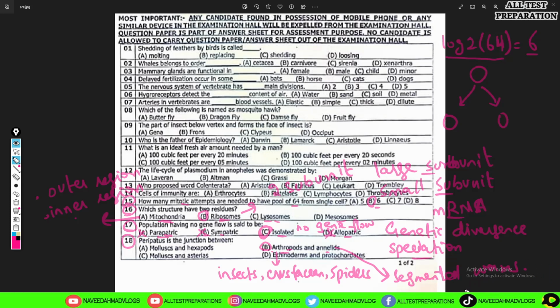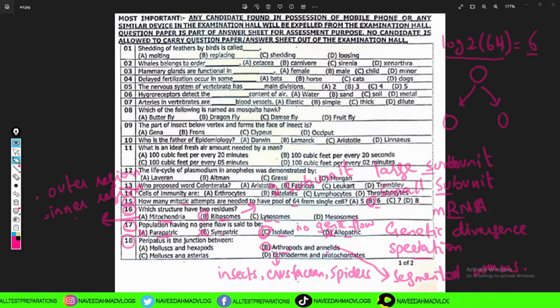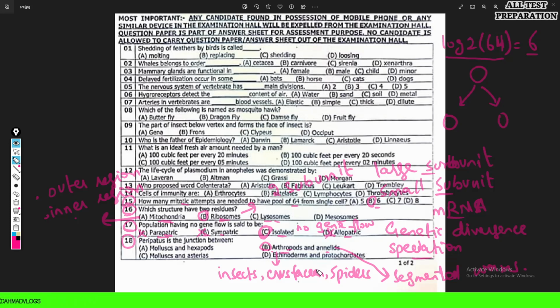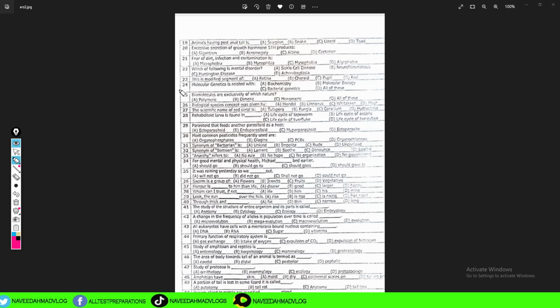Due to the presence of segmented legs and a similar type of excretory system, they have a junction, and this junction is known as peripatus, including the presence of paired nephridia, which is the excretory organ in each segment, and a ventral nerve cord. So peripatus is a junction between the arthropod and annelid. Option B is the correct option in question number 18.